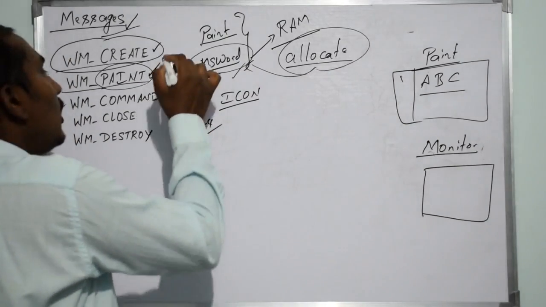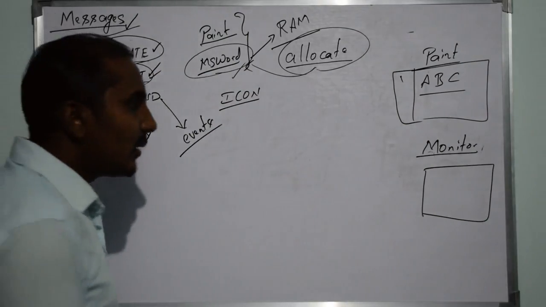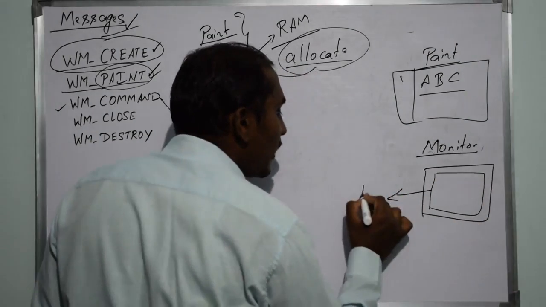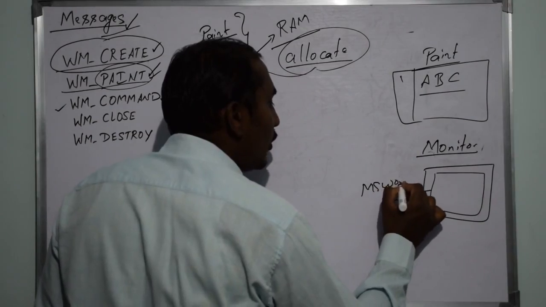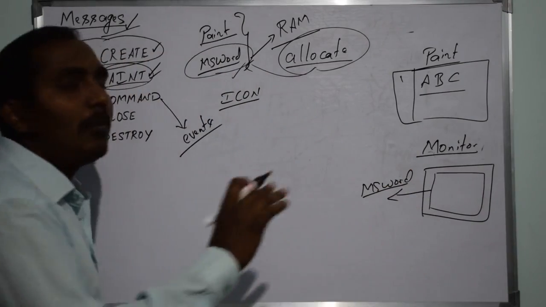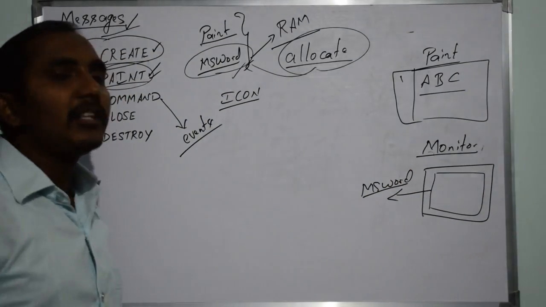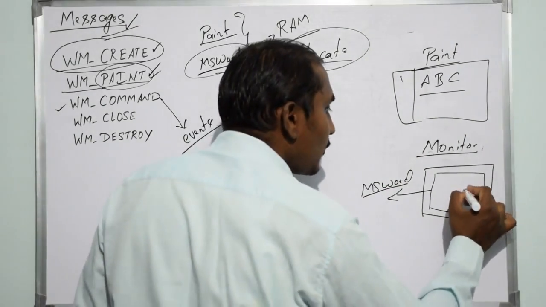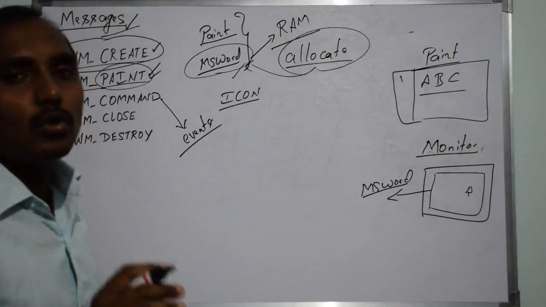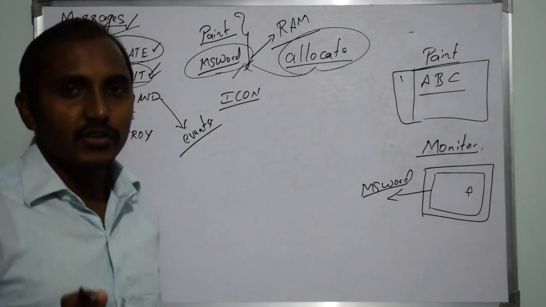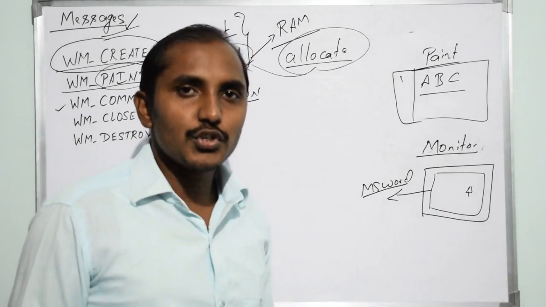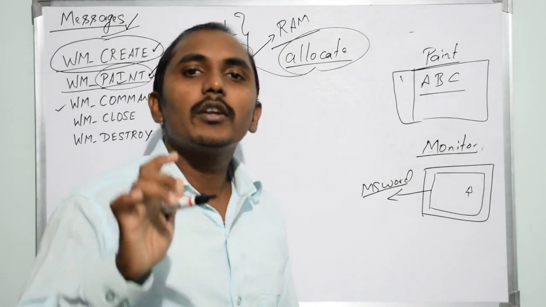Once you see the MS Word application on the monitor, you will be using the mouse or the keyboard to perform some action on that application. Whenever you use the mouse or keyboard, a mouse click or key press acts as an event. To handle those events, the operating system or the application is going to start a message. That message is called WM command.